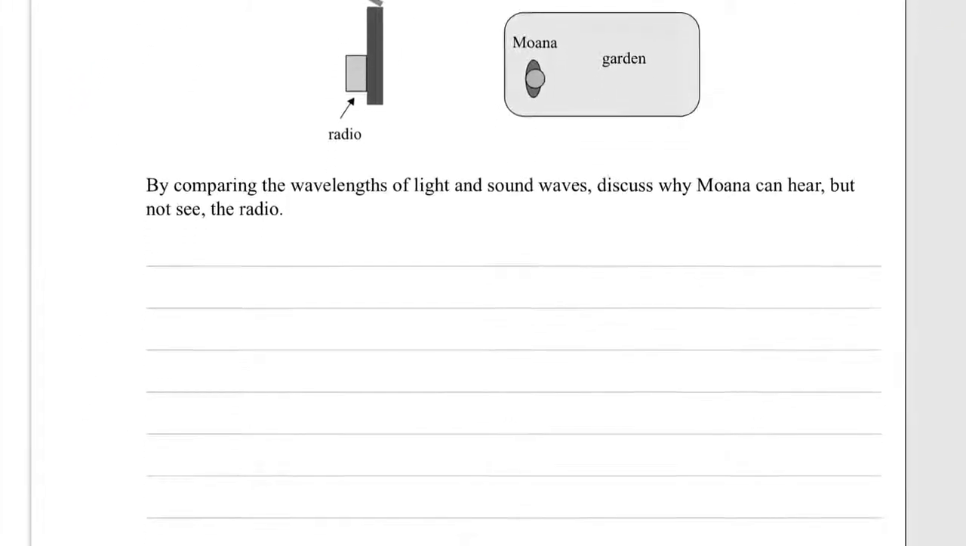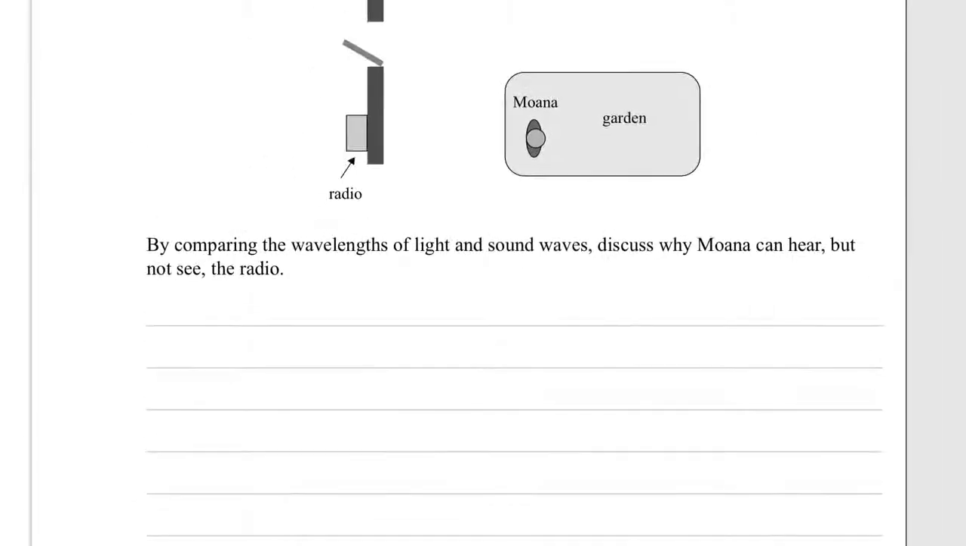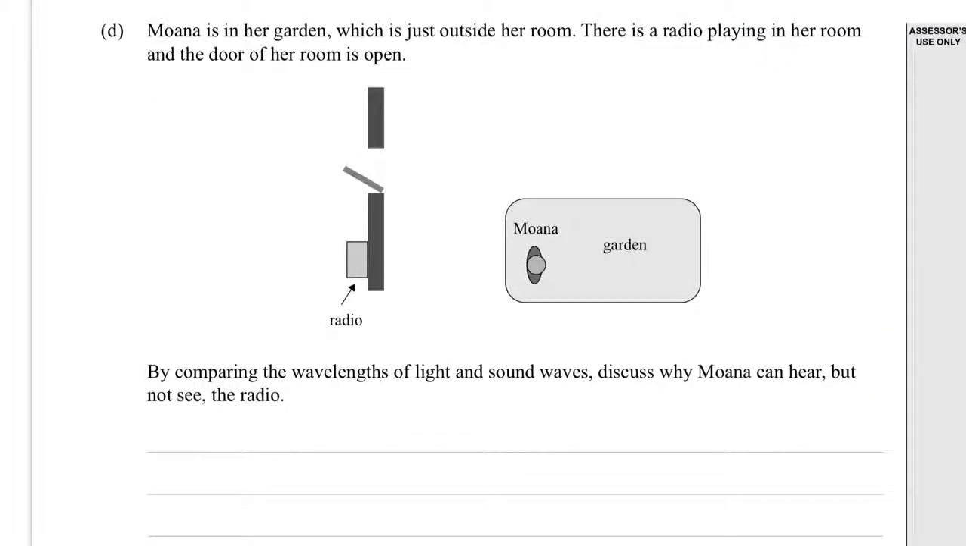I think this is the last one. Yep, D. Moana's in her garden, which is outside her room. There's a radio playing in her room. So I guess this is the door, this is the room. Radio playing in a room and the door of the room is open. So comparing the wavelengths of light and sound waves, discuss why Moana can hear but not see the radio.